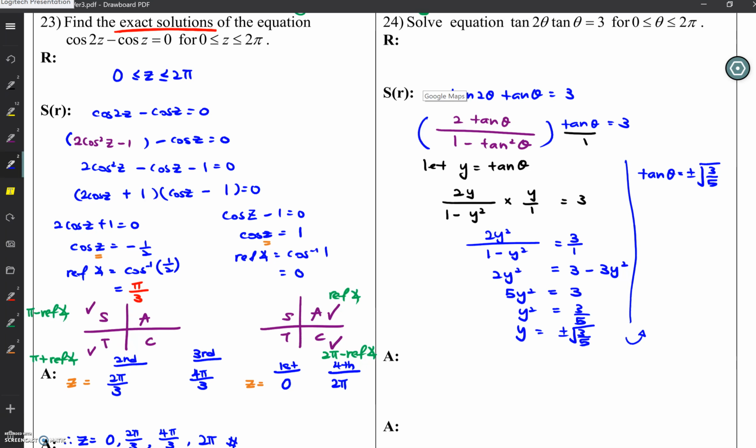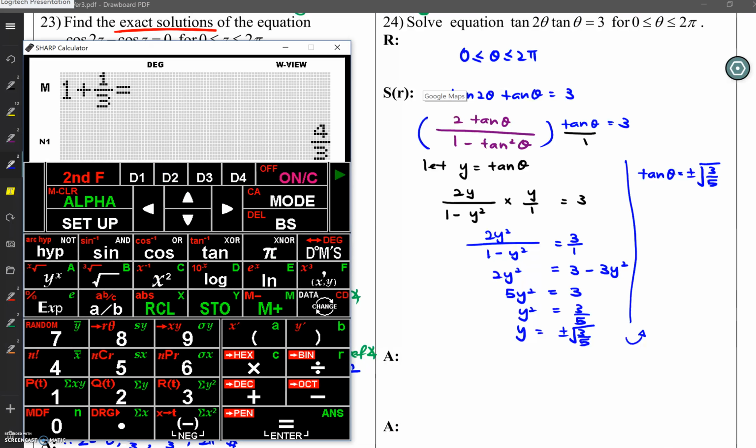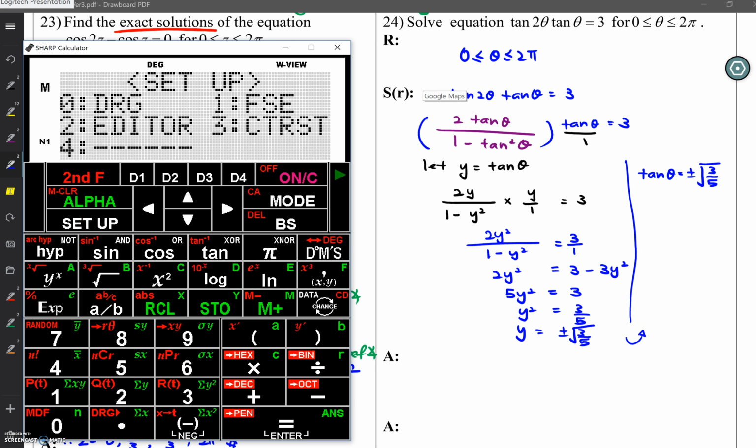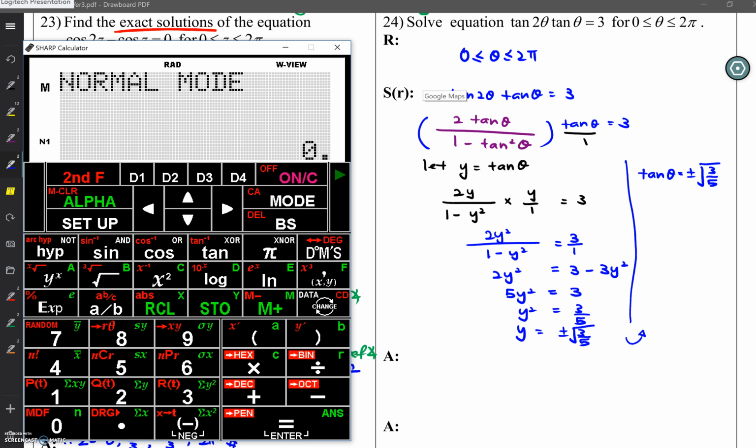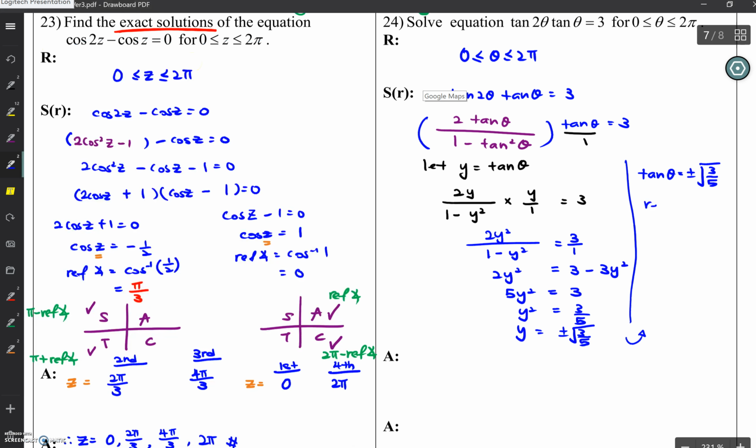The next step simply is to find the reference angle. Oh, before I find the reference angle, I need to find the range first, right? So the range I'm working with is only theta, meaning to say it's 0 to 2 pi. And 2 pi tells me that my calculator should be in what mode? It should be in radian mode, and it's not a special angle here, and they didn't ask for exact value, so I will put setup 0 and radian mode 1. Make sure it's in radian mode already, then I can find my reference angle, which is just cosine inverse of square root 3/5.